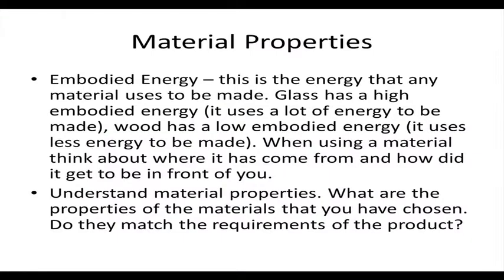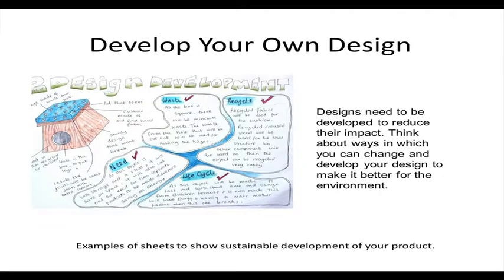So when using a material, think about where it has come from, how it got in front of you, how much embodied energy it has, and whether we can use some other material which will have a lower environmental footprint but gives the same properties and provides a similar function. So those things are important. We have to look at the properties of the material that you have chosen, and whether they match the requirements of the product. So with all this information, you come up with your design.